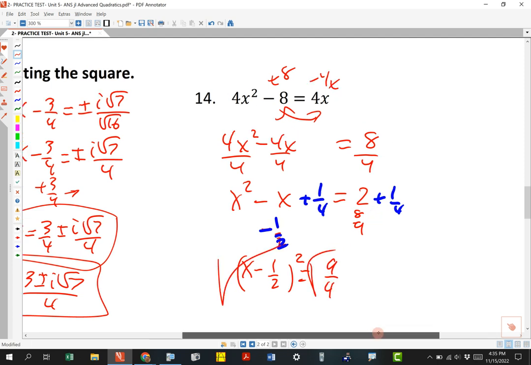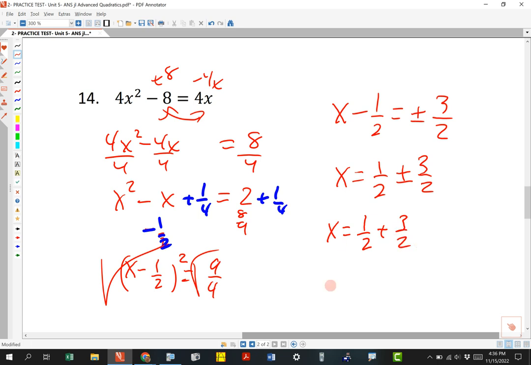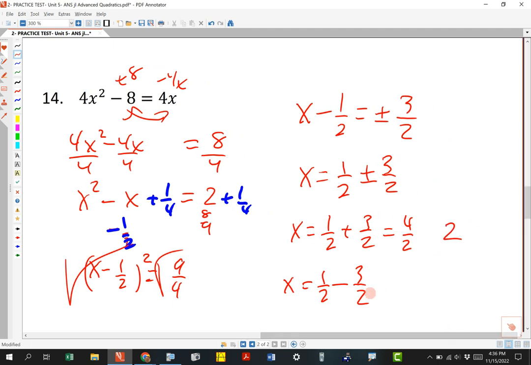And then I'm going to take the square root of both sides. So I get x minus 1/2 equals plus or minus 3 on the top and 2 on the bottom, because I take the square root. So I'm going to move that over by adding 1/2. So I get 1/2 plus or minus 3/2. This we definitely need to take care of. So one of them is 1/2 plus 3/2. The other one is 1/2 minus 3/2. So we end up with 4/2, which is a 2. And let's take a look at this one. This is going to be a negative 2 over 2, which is a negative 1. So the two answers are 2 and negative 1.